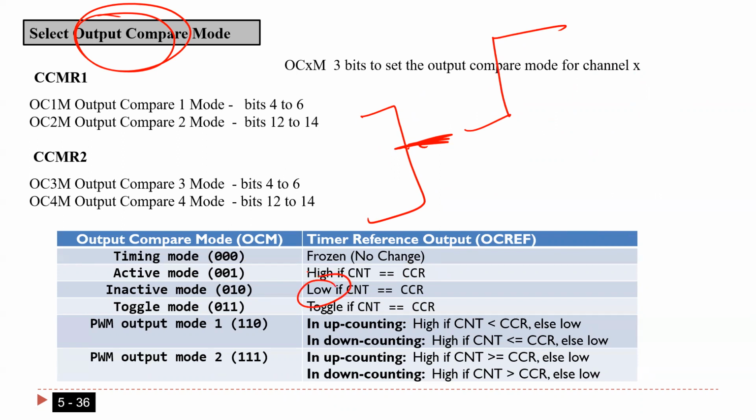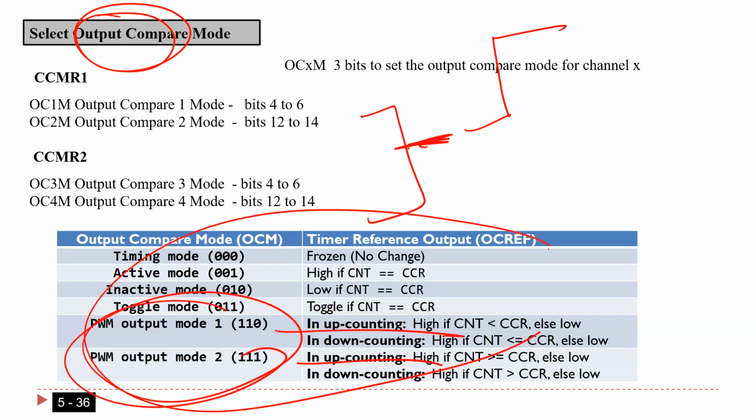Okay. So when CCR is equal to CNT, make this pin low. The other one, toggle. So every time CCR equals CNT, toggle the pin. Also, we have another thing here for pulse width modulation. Anyway, I'm going to talk about them in detail, but let me now only focus on programming.